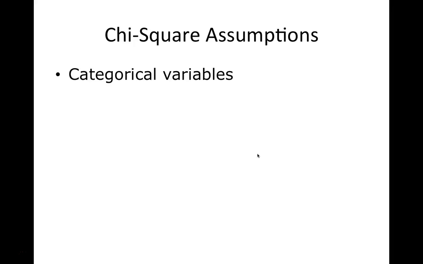The assumption of the chi-square is that we have categorical variables. Much like a correlation, we don't necessarily have to think of these variables as being independent or dependent variables. In this particular situation, gender can't depend on anything else. It has to be an independent variable. And so we are considering gender as an independent variable in this situation.